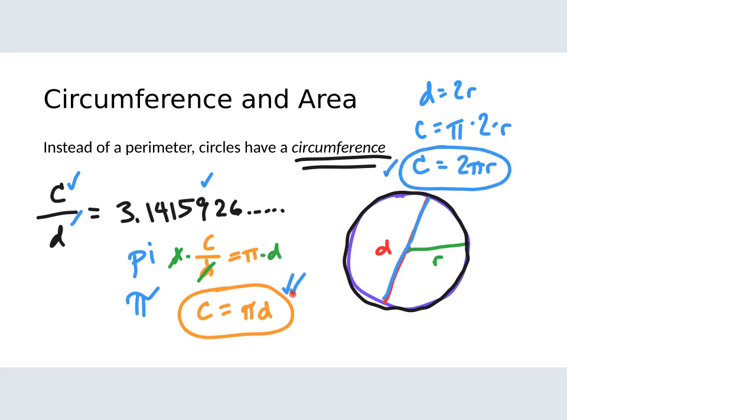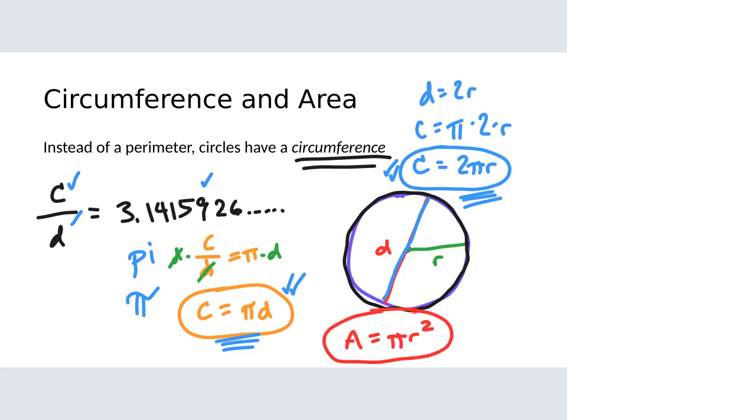Either of these formulas can be used to find the circumference. It just depends. If you've been given the diameter, you probably want to use this one. If you've been given the radius, then you have the option of using that one. Either of those will help you find the circumference of a circle. We haven't talked about area yet. Area is a straightforward formula. The area of a circle is pi times the radius squared.